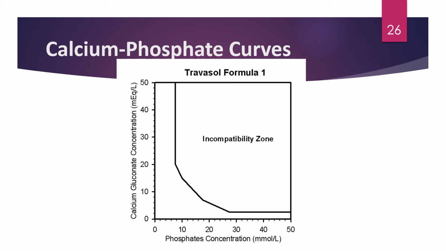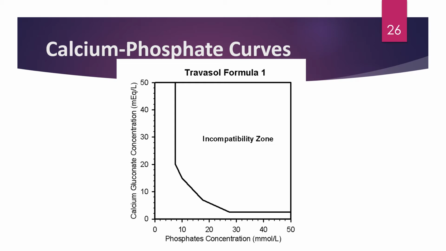Whenever you plot it, if the intersecting lines actually intersect in this incompatibility zone, it means that bag will not be able to be compounded because it's likely to precipitate calcium and phosphate. So there's a few different ways that you can get around this. Usually the best way is to decrease either the calcium or the phosphate in the bag. And if you need that additional calcium or phosphate to actually give to the patient, you can still give it to them as a separate IV infusion that's separate from the PN bag.